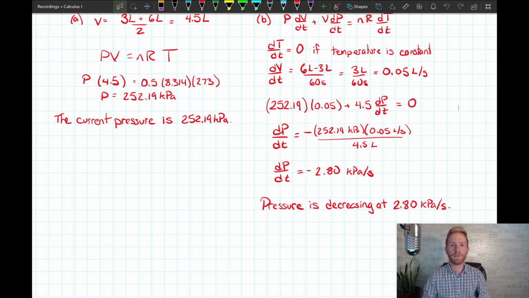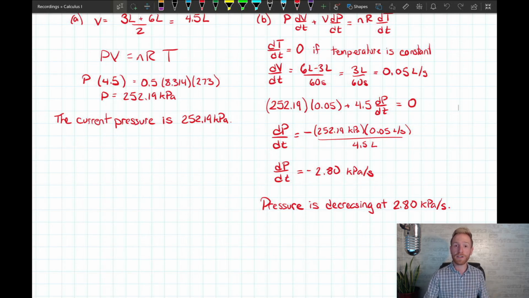Well, in that example, we had one of the variables held constant, and like I said, if temperature was not held constant, then you'd end up needing one additional rate of change in there. And also notice, just because of the product rule, we actually have to know the current values of pressure and volume. The rate of change of pressure is actually dependent on how much pressure there currently is. And you can see that from this equation. However much pressure we have, this 252.19, if that was a higher pressure, then the rate of change of pressure would be faster. And if pressure was lower, the rate of change of pressure would be less.